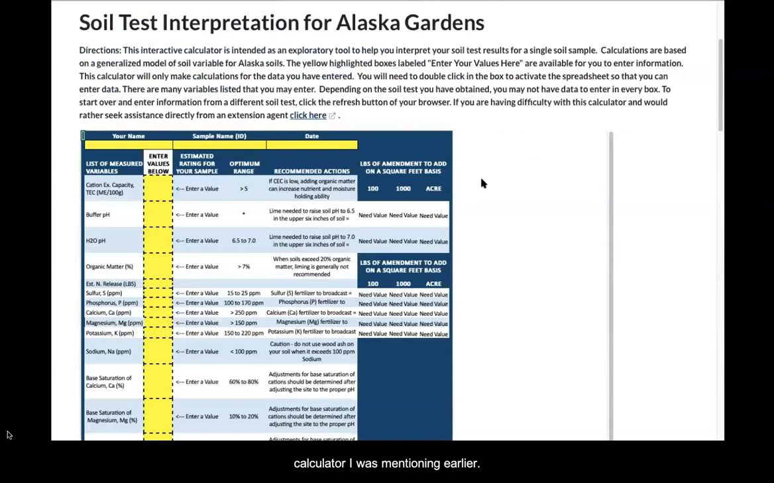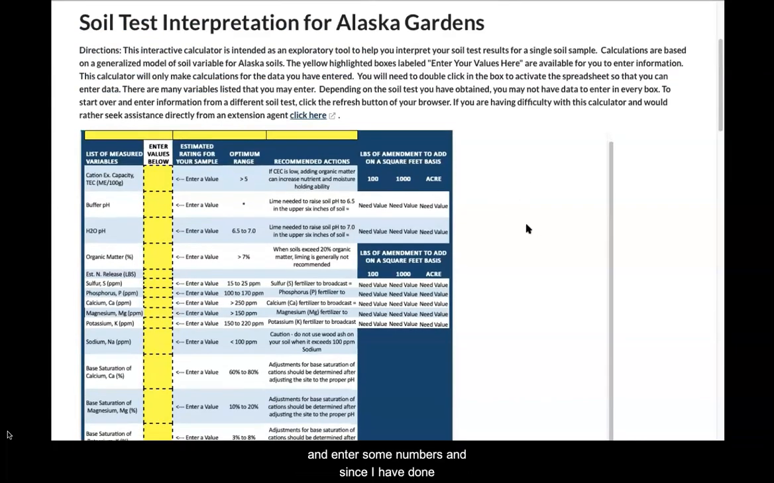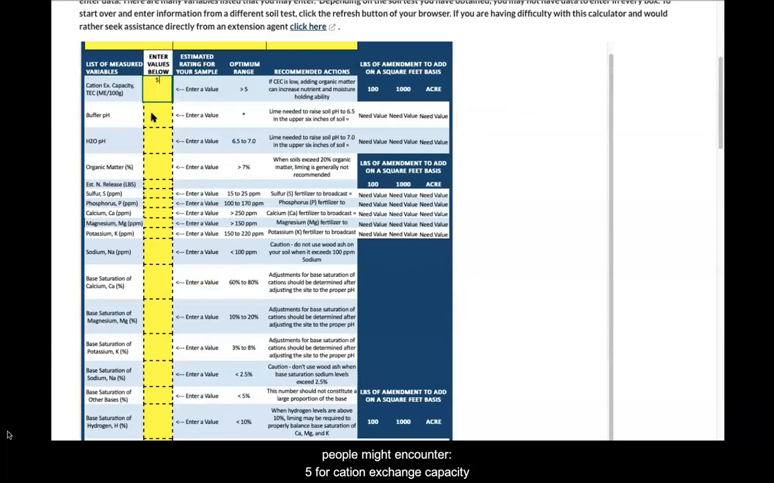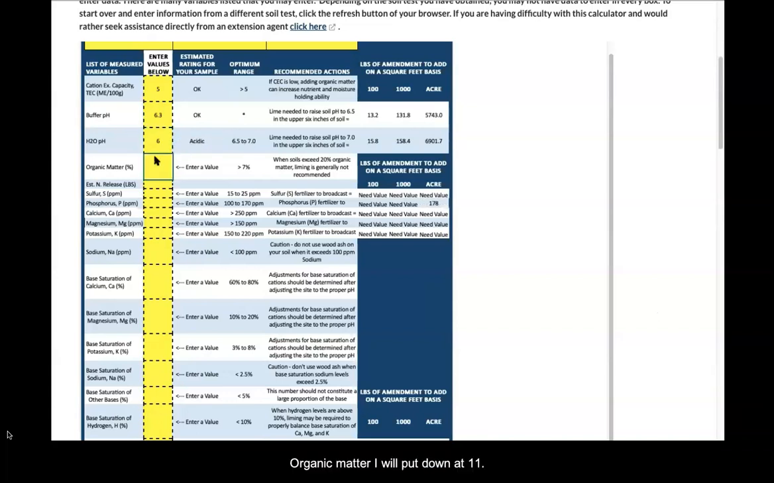Let's go on back to that calculator I was mentioning earlier. With this calculator, we're just going to go ahead and enter some numbers. Since I have done probably close to 2,000 soil samples now, interpreting for folks here in Alaska, I'm just going to add some numbers that are about what people might encounter. 5 for cation exchange capacity. I'm going to put in 6.3 for buffer pH. Regular pH, I will put it at 6. Organic matter, I will put down at 11.